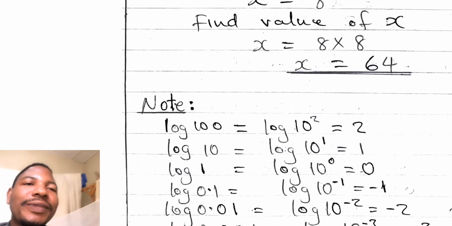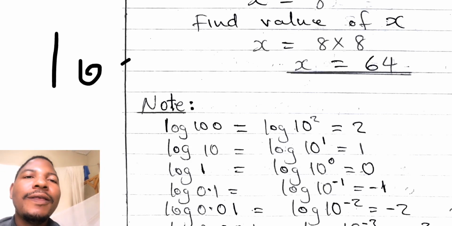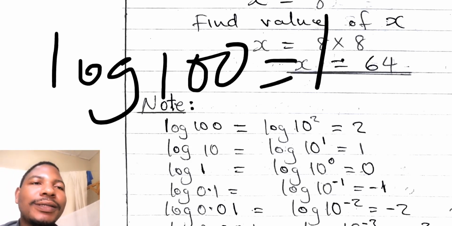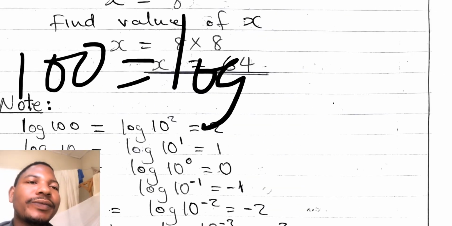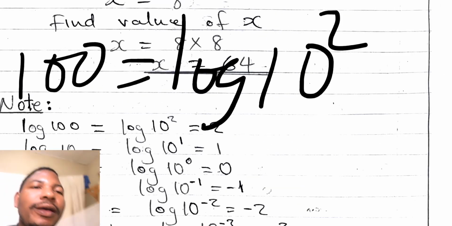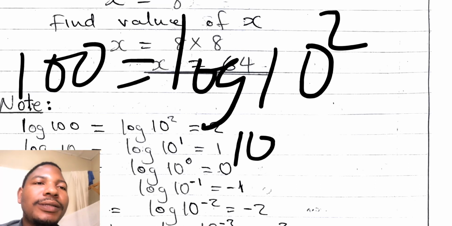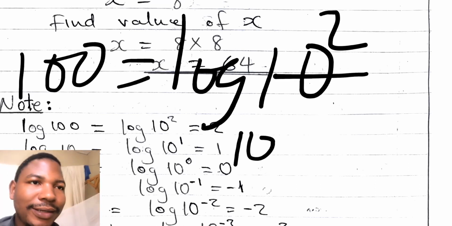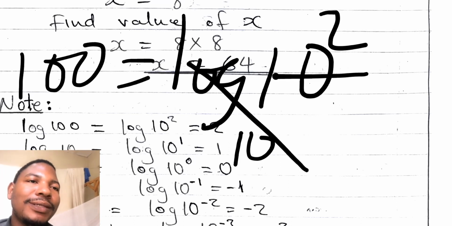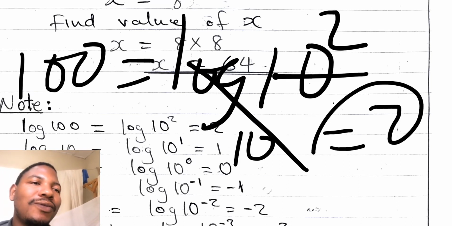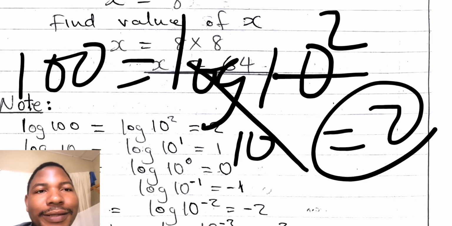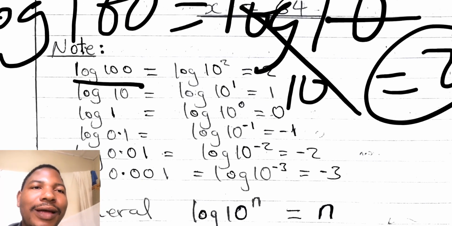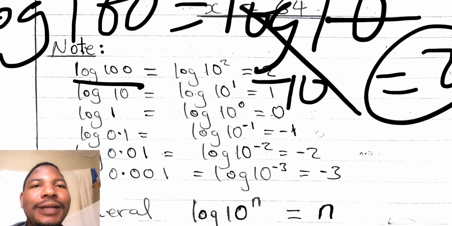That means if you have log 100, this one is the same as log 10 square. There's no base here, which means under base 10. Then this 10 is going to cancel with log base 10, so you're left with 2 as your answer, right? So this log 100 will be equal to 2.